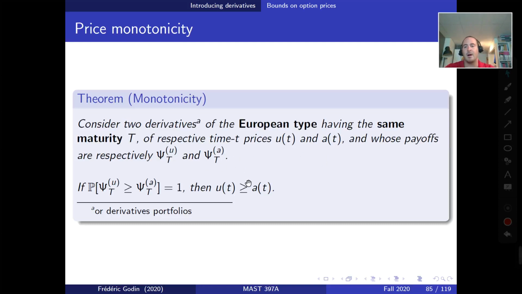These are their payoffs. So the monotonicity result says that if the payoff of derivative U is greater or equal to the payoff of derivative A with probability 1, so if you're certain to have at least more money from holding derivative U than A, then the price of derivative U must be greater or equal to the price of derivative A at all times t. So this is obvious, but again, it's useful to state it because we're going to use that result in subsequent theorems.